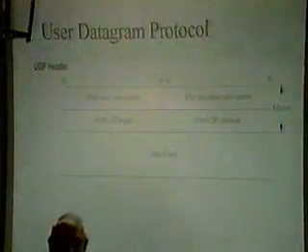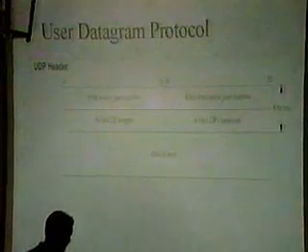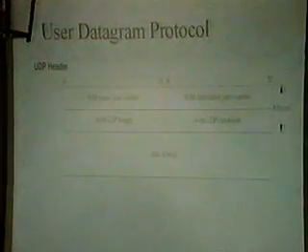He was asking, he said UDP does not do error detection. It's not actually doing error detection, it's just ensuring that the packet is properly formed once it's received by the host. Let's say that packet does hit the host and there's something wrong with it, it's not going to let you know that there was something wrong with it.